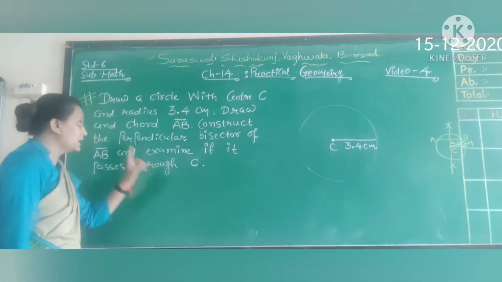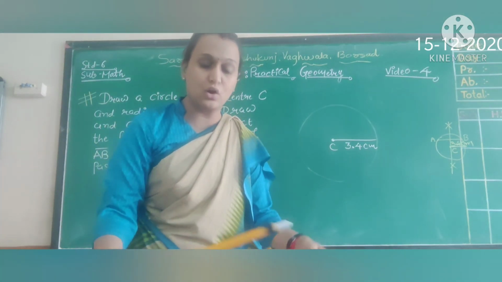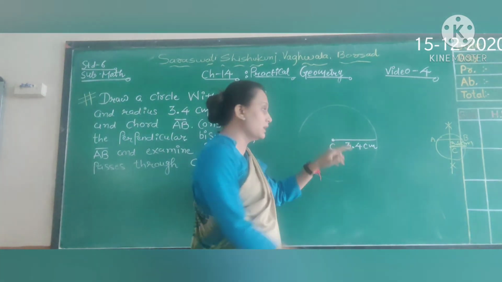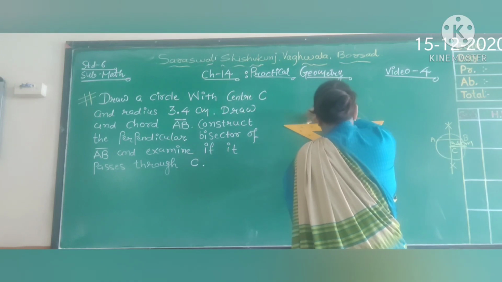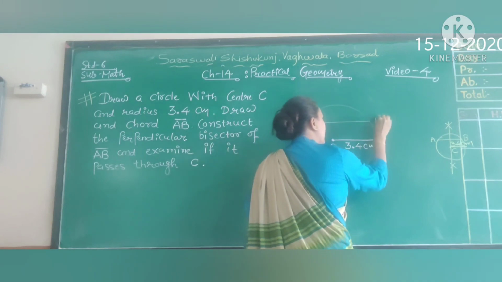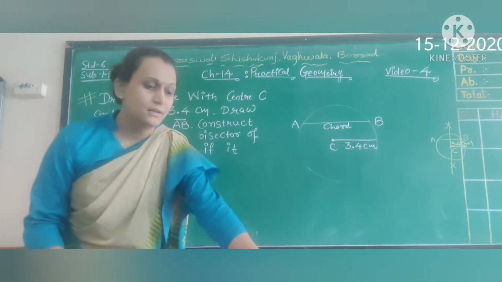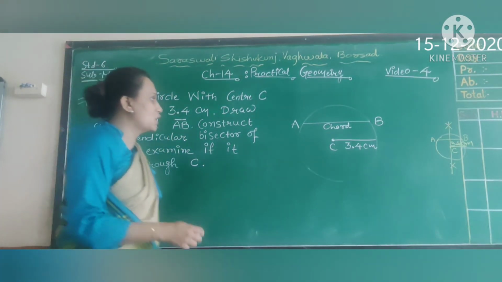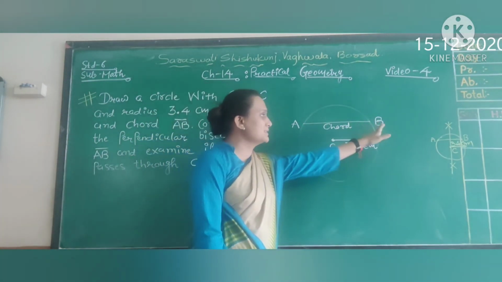Now we have to take a chord AB. So here, anywhere on the circle you can take your chord, but the chord never passes through the center. Clear? So suppose here I am going to take my chord AB. So first, like this, you have to draw AB. So this is your AB and this is your chord. Clear? Then after, we have the bisector of AB. So we have given the chord the name AB. So now we have to draw the perpendicular bisector of AB.